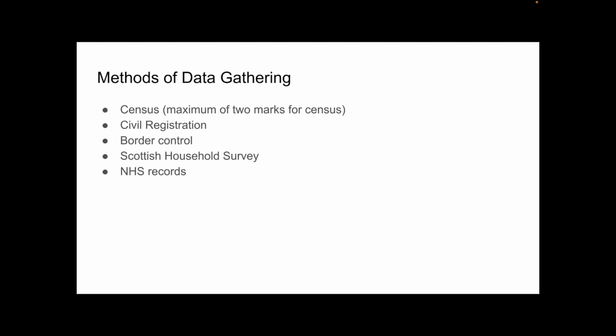The second one are your civil registrations. Now, in order to get the mark here, you need to say civil registrations, which include births and deaths. So you need to talk about the registrations of births and deaths and how this is good because it's a continuous count of the population. And that's actually better than a census because it's continual. The next one is border control.